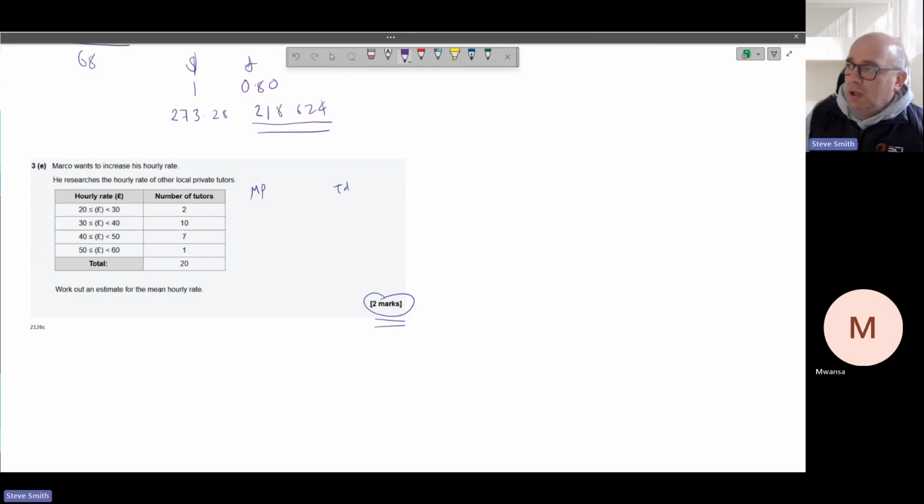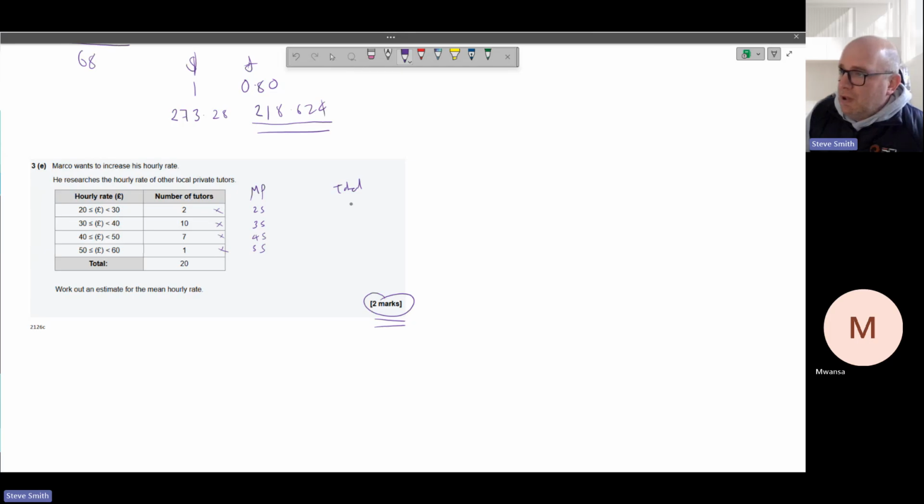So we're going to put total there. We know it's the midpoint. 20 add 30 is 50, divided by 2 is 25. 30 to 40 is going to be 35. 40 to 50, add them both up, it's 45. 50 to 60, 110, 55. And we can do that times that times that times that.